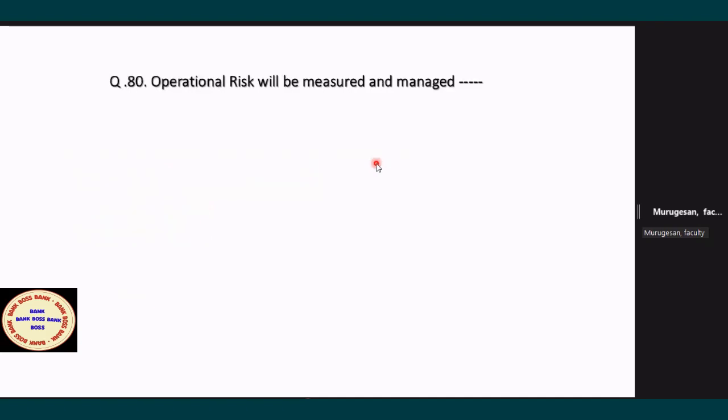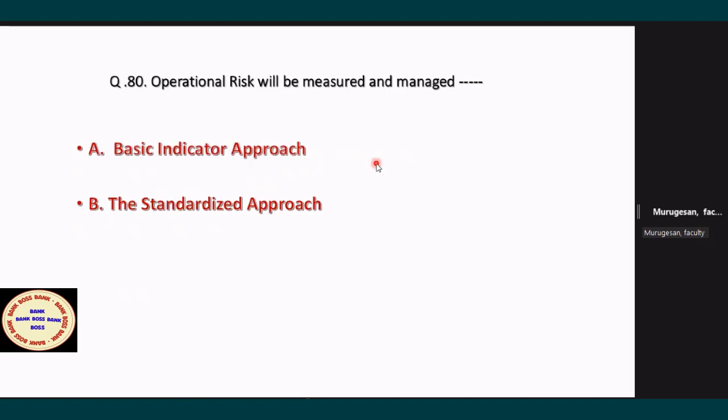But that is market risk. For operational risk, only three measures are there. BIA, that is called the BIA approach. This is an old one.